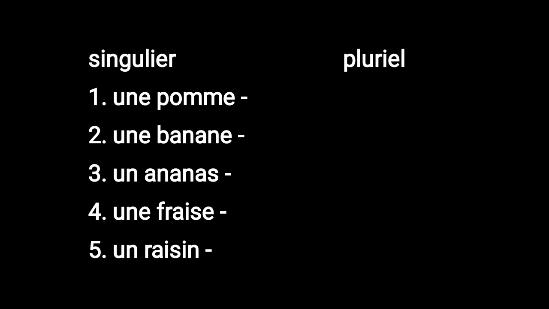The second activity that you're going to do is to practice writing the plurals of those fruits. There they are. We have une pomme, une banane, un ananas, une fraise, and un raisin. Write their plurals in French. I want to see how you will have done that.